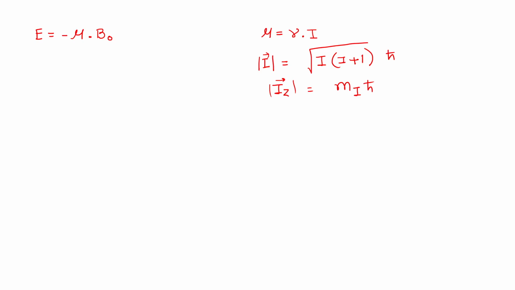Suppose for a proton kind of a system, what are the two possibilities? Alpha and beta, plus half and minus half. As I told you, we are going to deal with the magnetic field operating along the z axis, so we are going to think about that only.